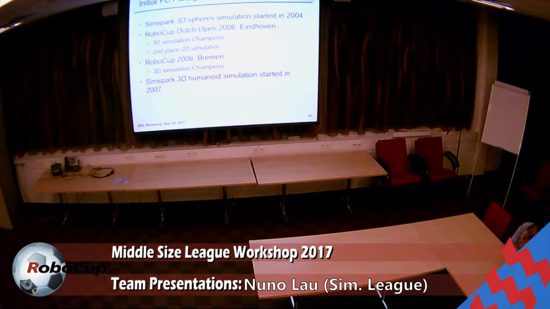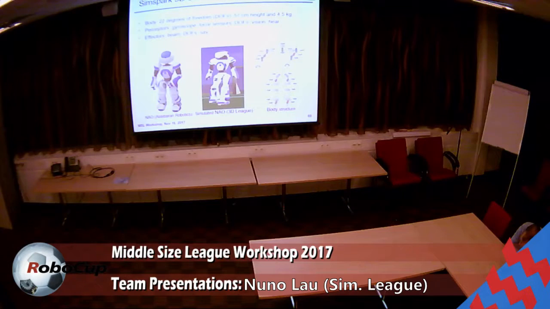And so we also had quite good results here. Again, in the Netherlands, we came to Eindhoven in 2006, and we were 3D simulation champions and second place in the 2D. And in RoboCup 2006, we were 3D simulation champions again. And then we were in the technical committee of the simulation league, and although we had been champions, we decided to change to the humanoid model and to restart everything again. Because, of course, the code to control a humanoid robot is very different from the code that you have to write to control a sphere robot.